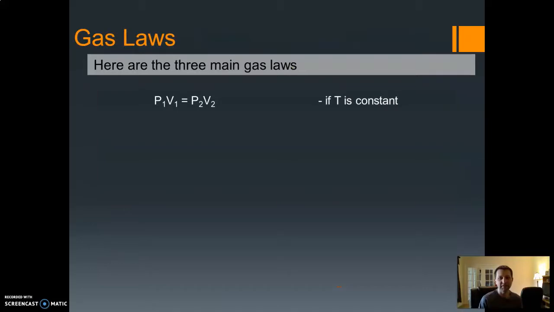So three main gas laws. Here's the first one. P1V1 equals P2V2, that is Boyle's law. Boyle's law told us that pressure and volume had an inverse relationship, and this is when temperature is constant. So between your initial, which is your ones, and your final, your twos, temperature is consistent or the same when you start and when you end for situations like this.